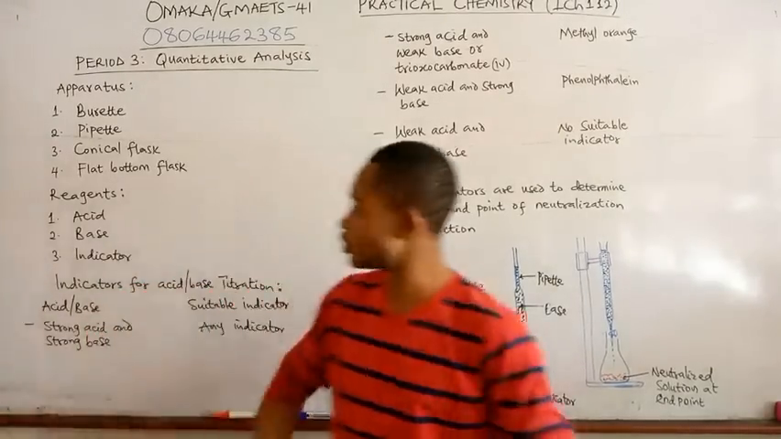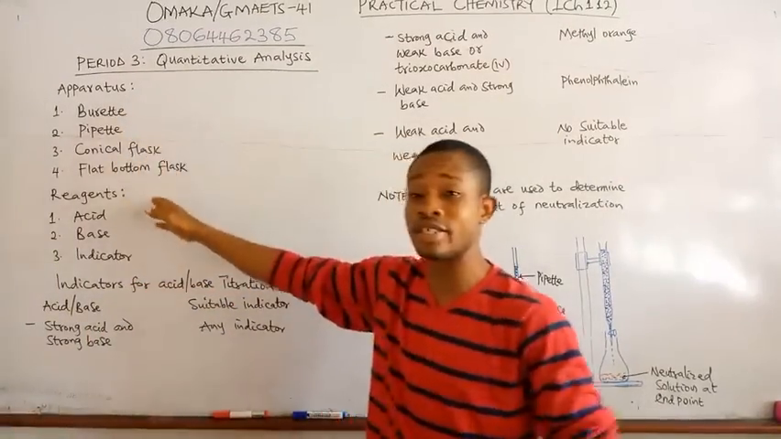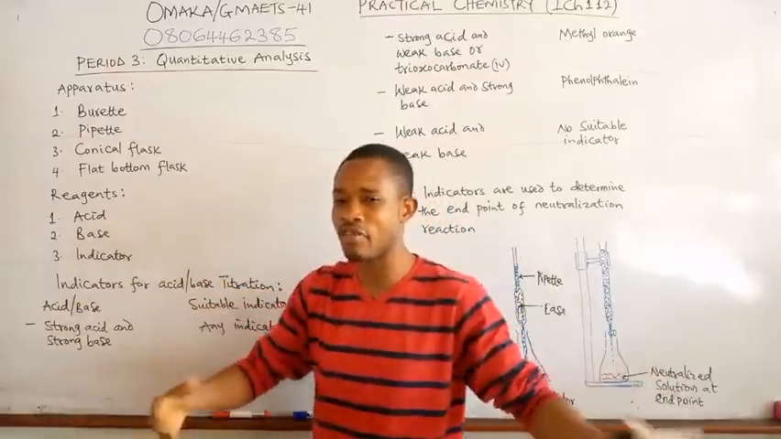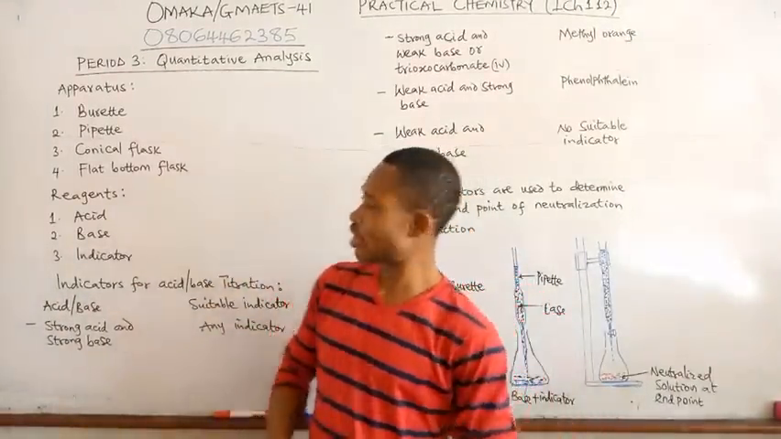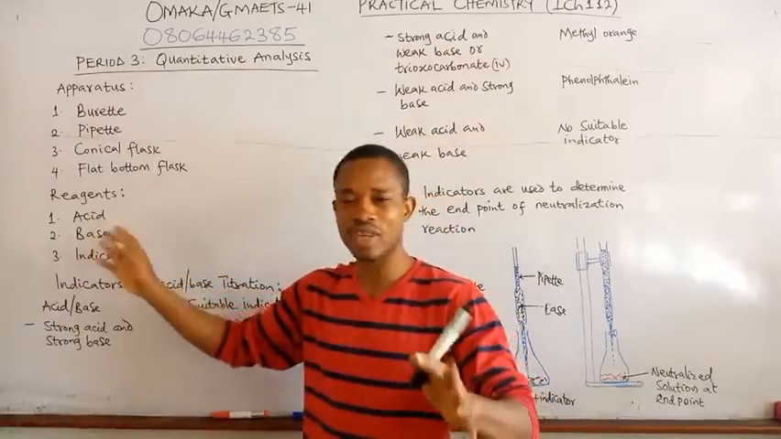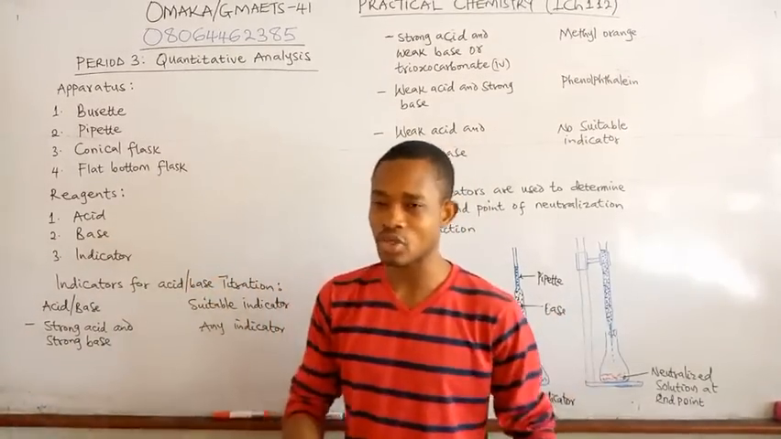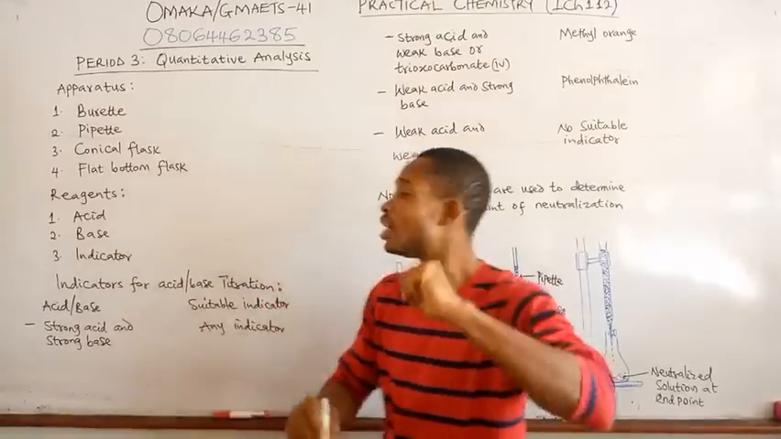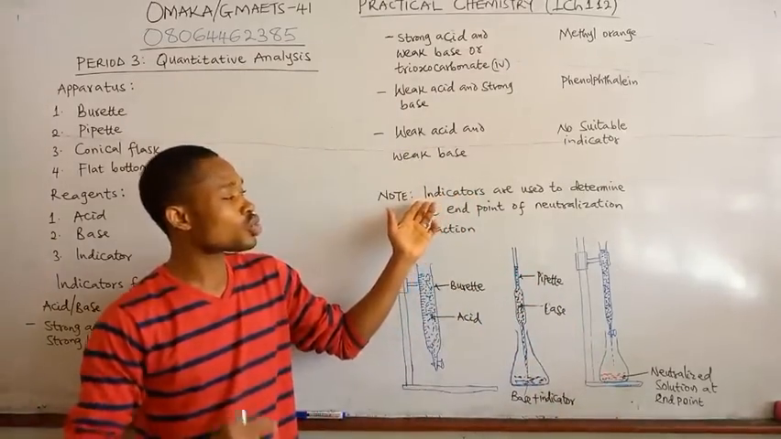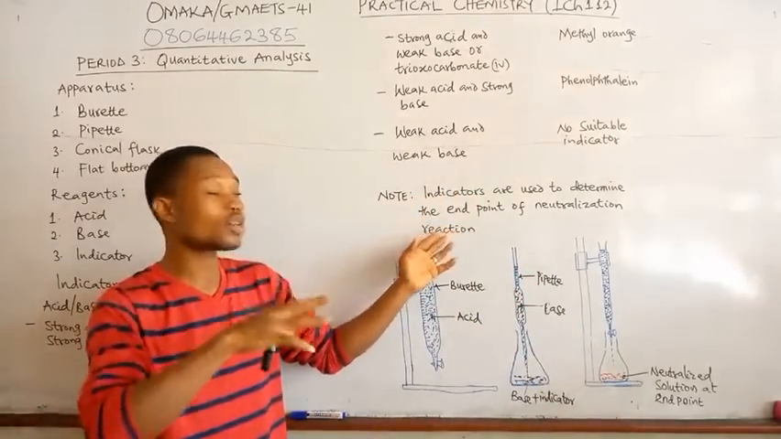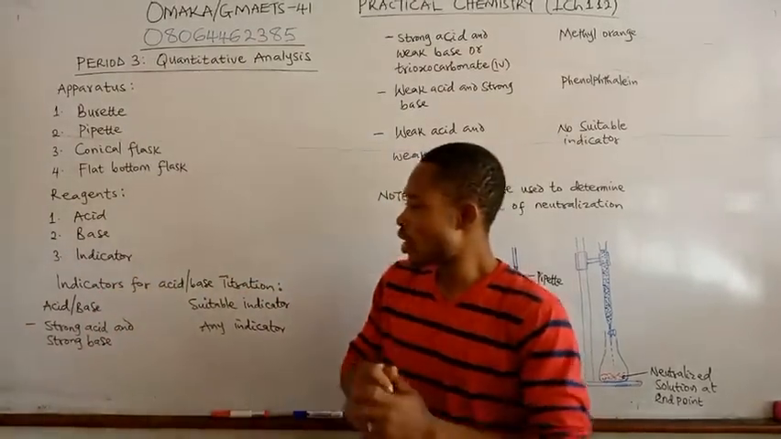Now on the board here you have the apparatus you need: the burette, the pipette, the flat bottom flask, the conical flask. And then we have the reagents, specifically the acid and the base you want to use for the neutralization reaction. And don't forget the indicator which you need. The indicator helps us to determine the endpoint of the neutralization reaction.